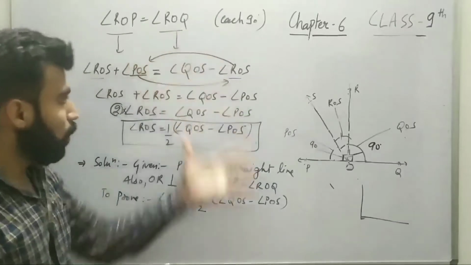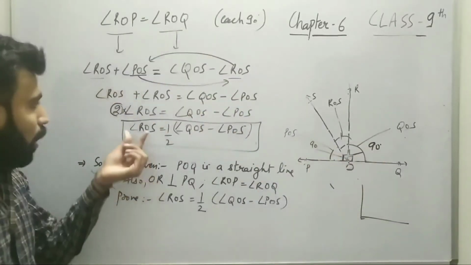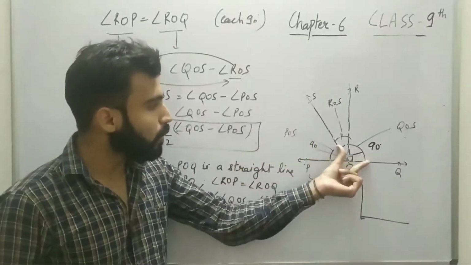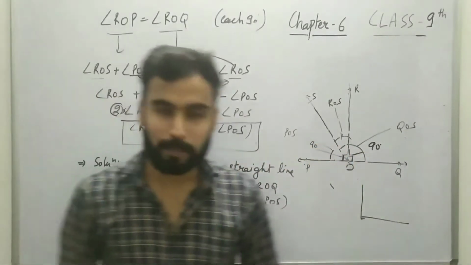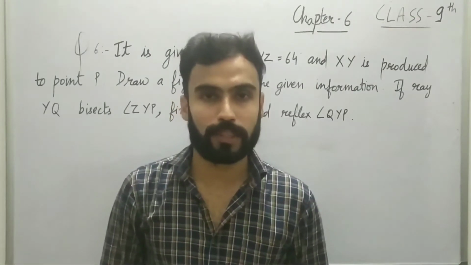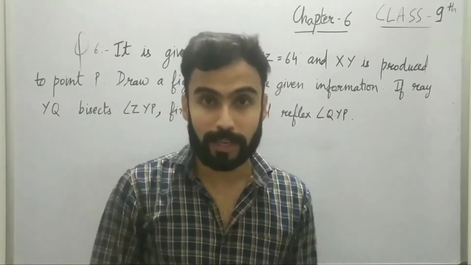So this is how we are going to prove that angle ROS, that means this one, is equal to half of angle QoS minus POS. Getting my point? That's all. So students, moving on to the last question of this exercise, so do observe it very carefully, right?